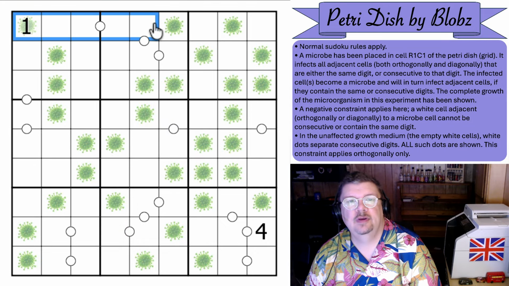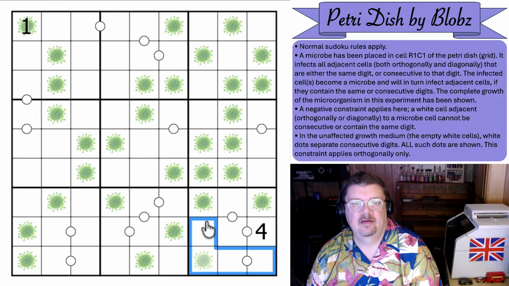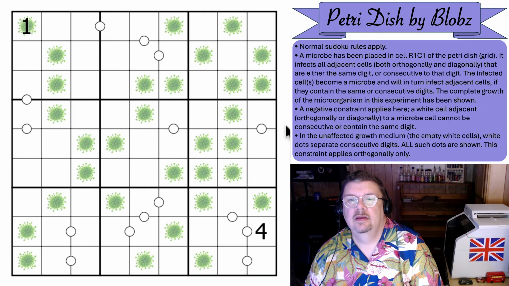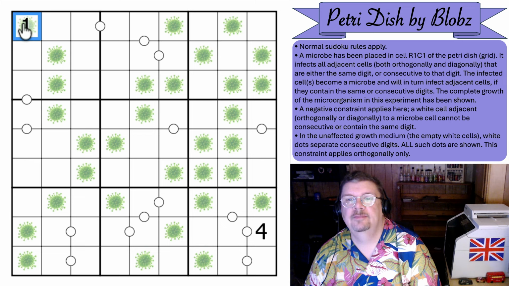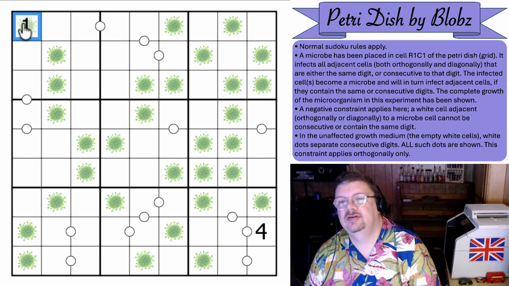Normal sudoku rules apply, so we're going to place the digits 1 to 9 once each in every row, every column, and every box. A microbe has been placed in cell row 1, column 1 of the Petri dish, which is the grid. It infects all adjacent cells, both orthogonally and diagonally, that are either the same digit or consecutive to that digit. The infected cell or cells become a microbe and will in turn infect adjacent cells, if they contain the same or consecutive digits. The complete growth of the microorganism of this experiment has been shown.